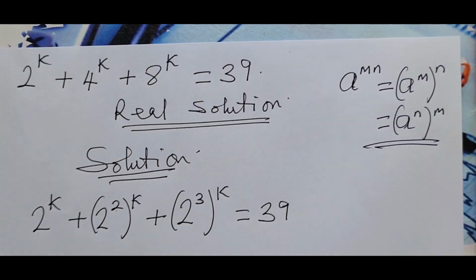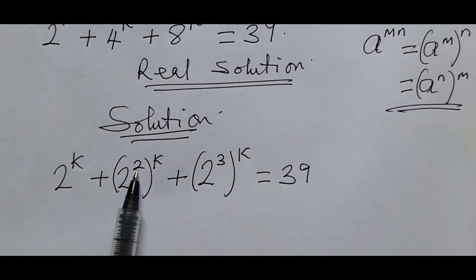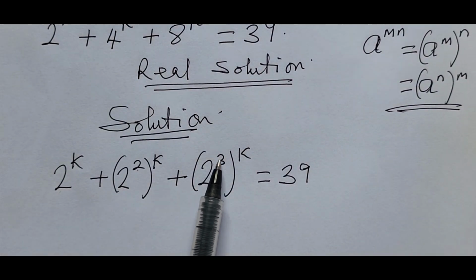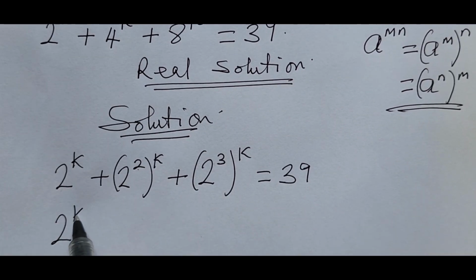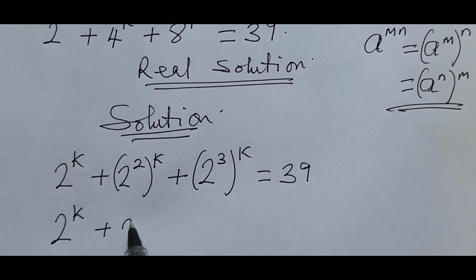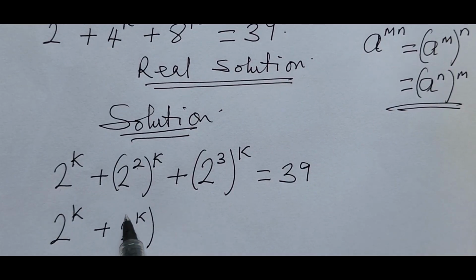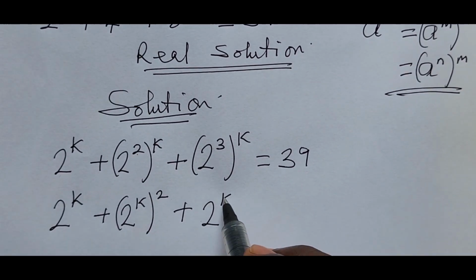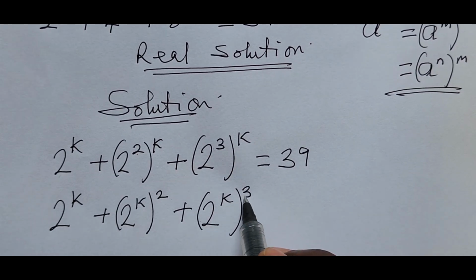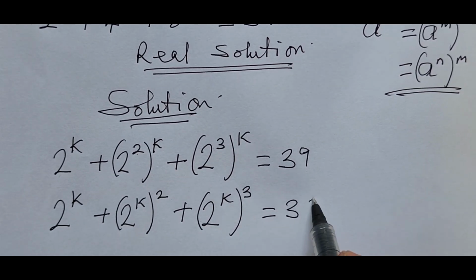So if we consider this, then we can bring in k here, take 3 out, take 2 out. And so this is going to give us 2 to the power of k, plus 2 to the power of k, all raised to the power of 2, plus 2 to the power of k, all raised to the power of 3. This is equal to 39.